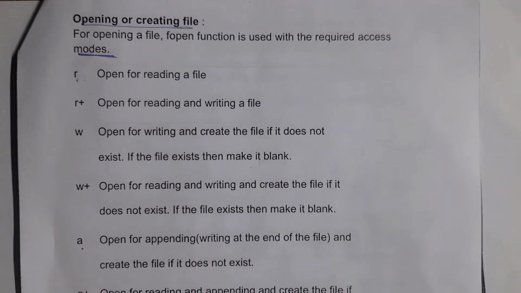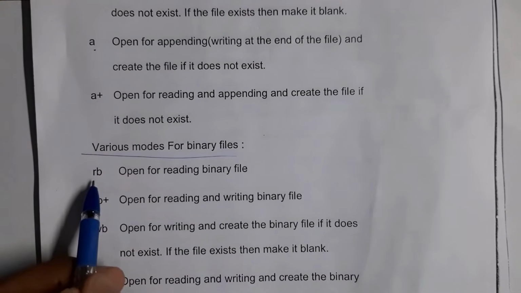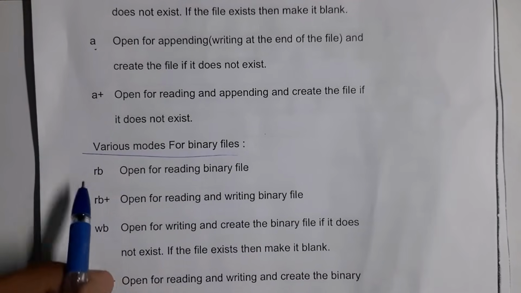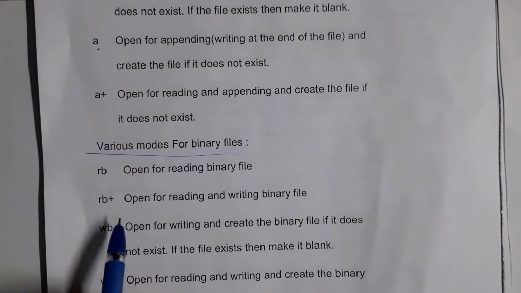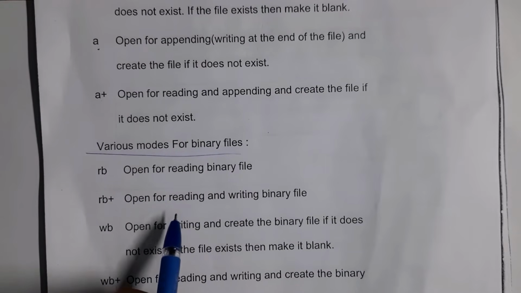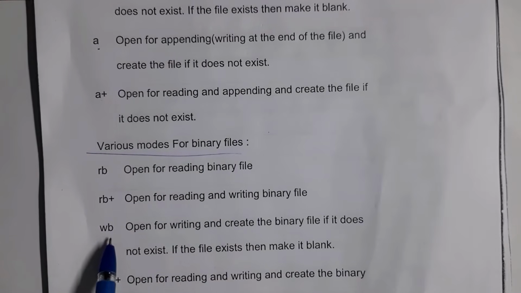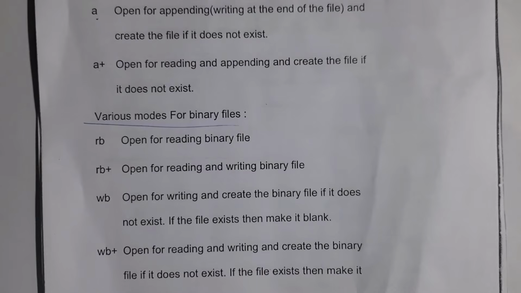Now let me explain various modes for binary file. It is the same as text file. First one is RB mode. By using RB mode, you can read binary file, where RB stands for read binary. And next one is RB plus mode. By using RB plus mode, you can read as well as write binary file. Next one is WB mode, where WB stands for write binary. By using WB mode, you can write binary file. And next one is WB plus mode. By using WB plus mode, you can read as well as write binary file.